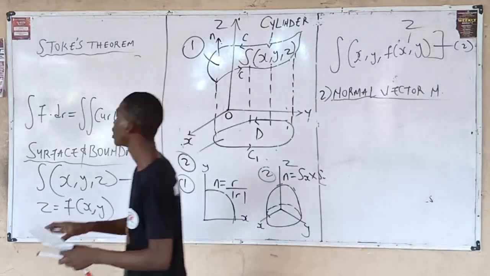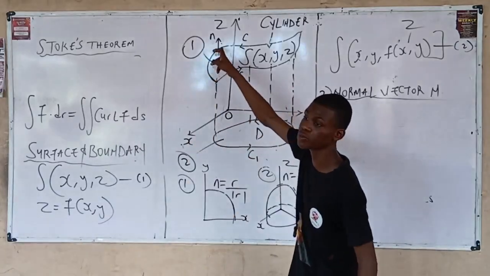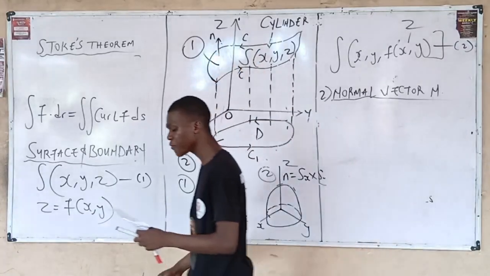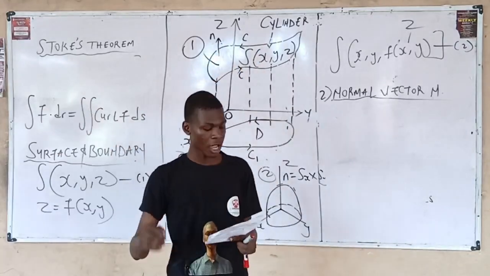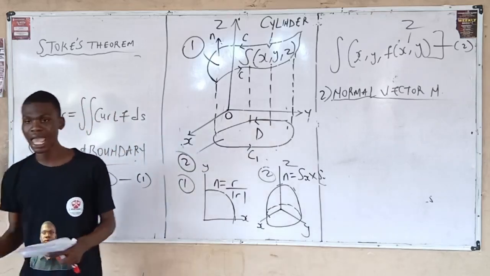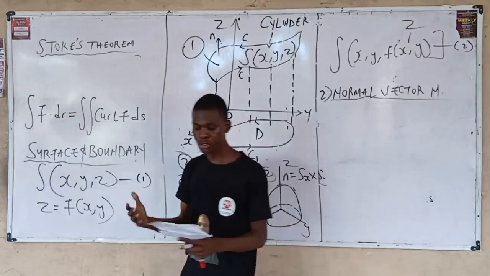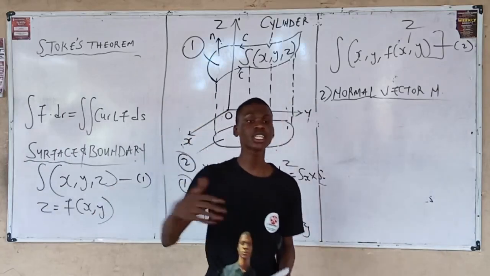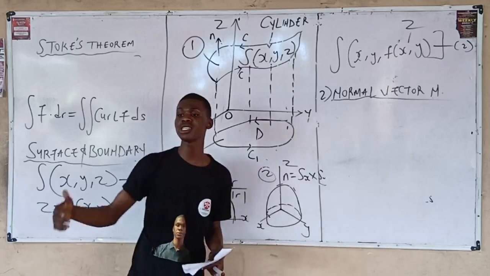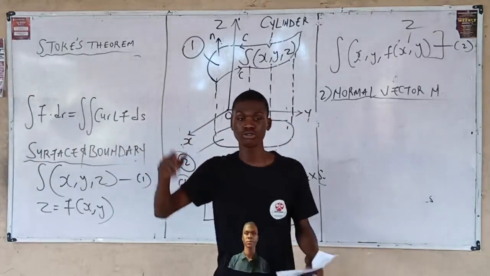I said it previously: when we say normal vector, it means this arrow. Now, normal vector n, the arrow, represents the outward normal to the surface S. This normal is determined using the right hand rule. So you can read up on that right hand rule.